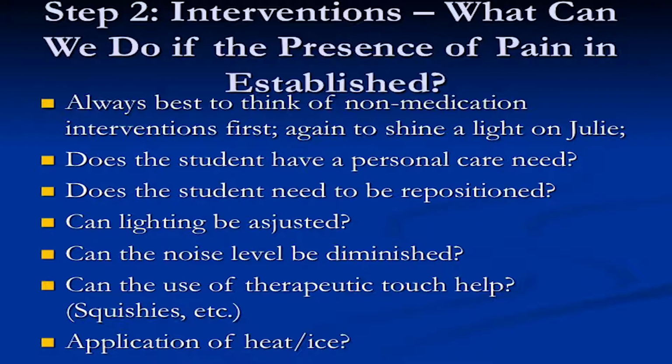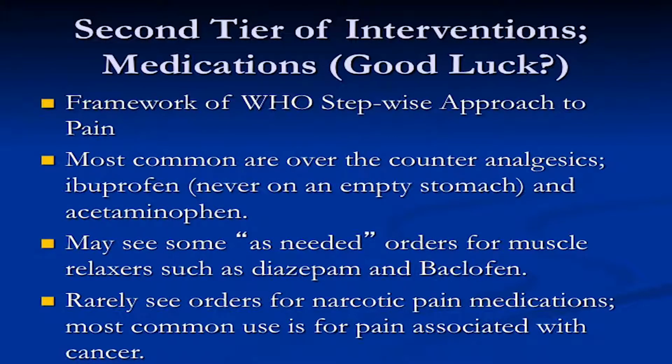Can lighting be adjusted? Can the noise level be diminished? Can the use of therapeutic touch help? Julie has a systematic checklist she goes through. Also, we can consider application of heat and ice. A second tier of interventions would be medications, although good luck, sometimes it's very difficult to get prescriptions for.